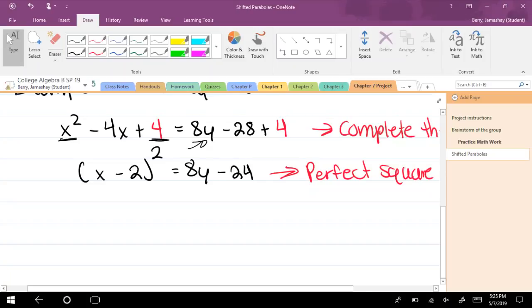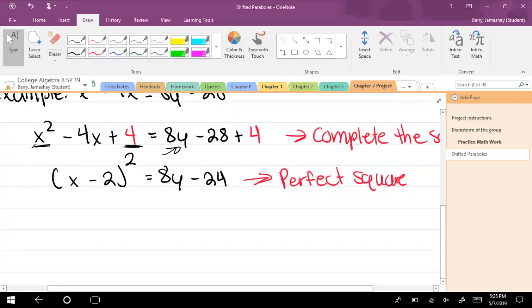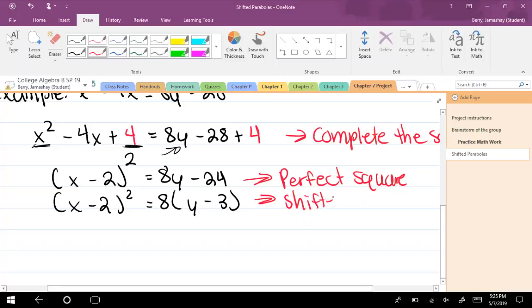After you've done the complete the square and the perfect square, you would have to find the shifted parabola equation. To find that, you would keep the left side of the equation the same, and then you would take out the common factor of the equation on this side, which would be 8. So then you would have y minus 3, and this would make it your shifted parabola.